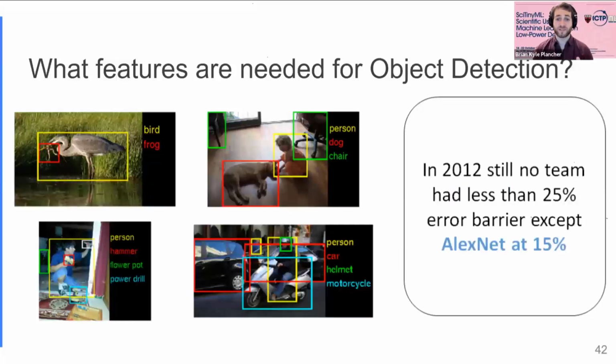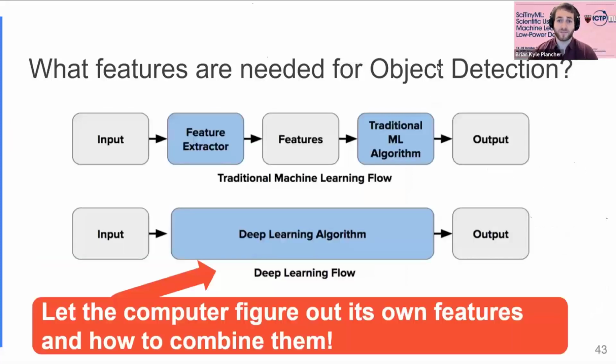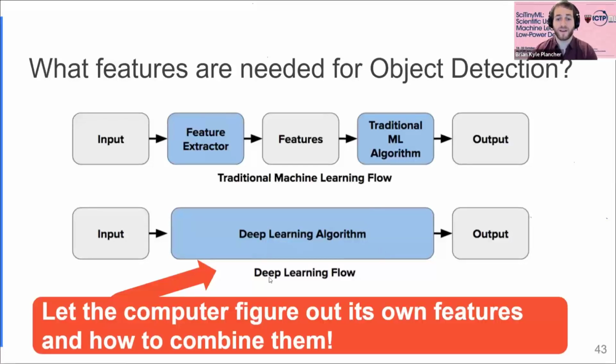And then you move to 2012 and still nobody could break that 25% barrier, except for one group, which used a technique called AlexNet. And they were able to get it down to 15%. AlexNet was the first really successful deep machine learning paper, I would say, because it really impressed everybody. It blew everybody out of the water and did a lot better than anybody else. Essentially all they did was take that feature extractor and that traditional ML algorithm and shove them together and say, let the computer figure it all out. The way they did it was exactly how the humans were doing it, but they just let the computer tweak the values.